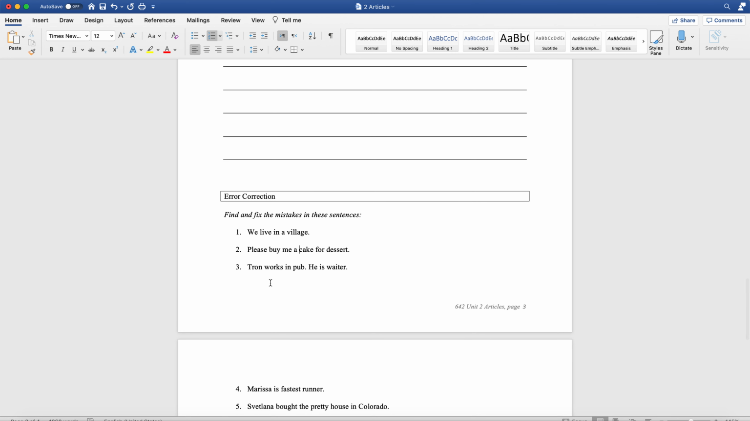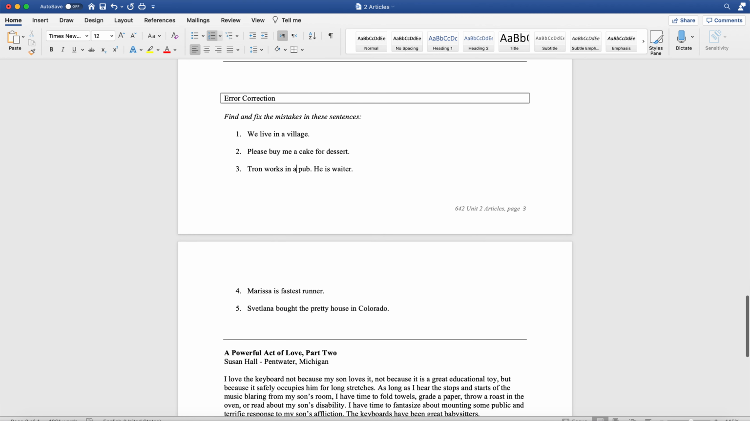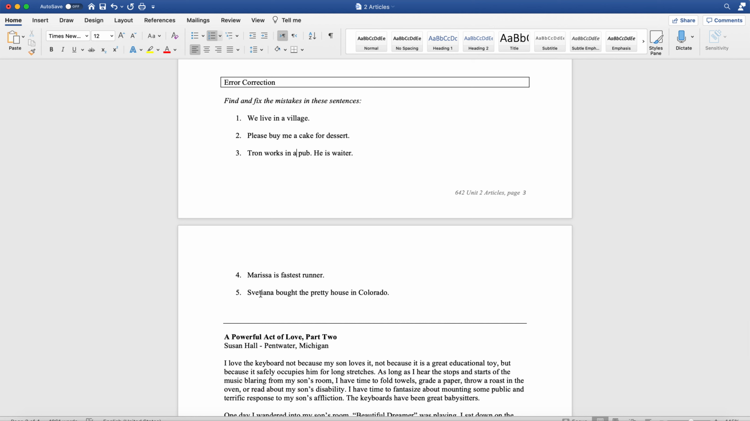Tron works in pub. He is a waiter. So here we need an article. If we know who Tron is and where he works, we can say Tron works in the pub. But we really don't, so Tron works in a pub. Marissa is fastest runner. There's only one fastest runner, so it's the. Marissa is the fastest runner.